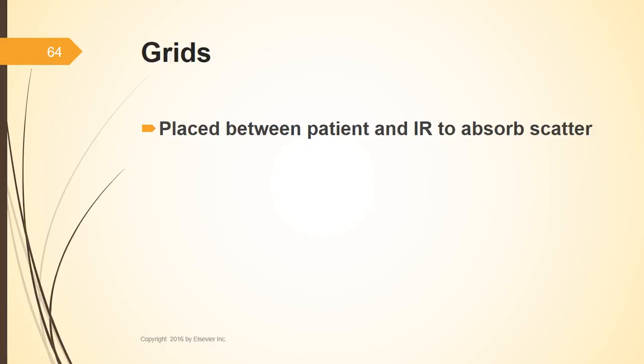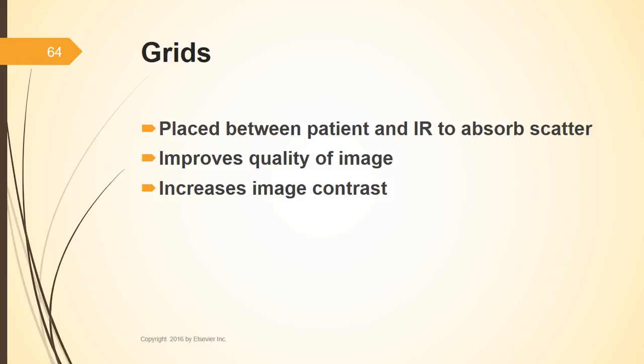A grid is a device that's placed between the anatomic area of interest and the image receptor to absorb scatter exiting the patient. Limiting that amount of scatter improves the quality of the image. Much of the scatter radiation exiting the patient will not reach the IR if it's absorbed by a grid. The effect of less scatter or unwanted exposure increases radiographic contrast, which is a good thing.